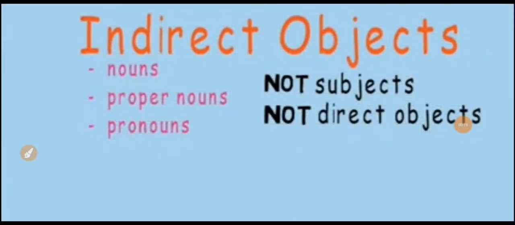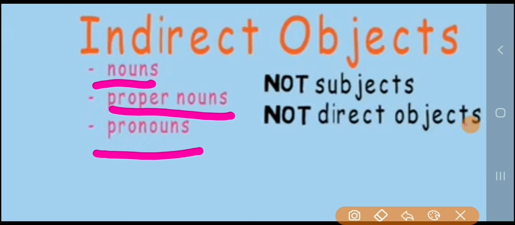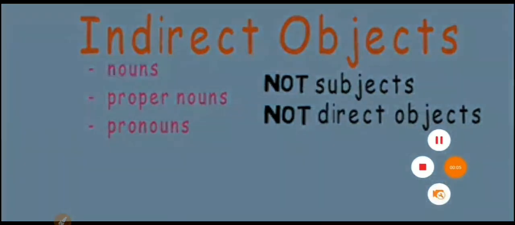Children, indirect objects are nouns, proper nouns, or pronouns that are not the subjects or direct objects of sentences. They are affected by the verb but not directly. Children, now let us see how to find an indirect object. Pay attention and listen carefully.